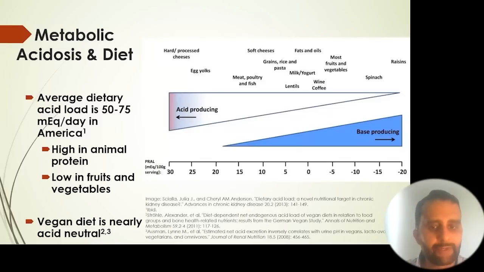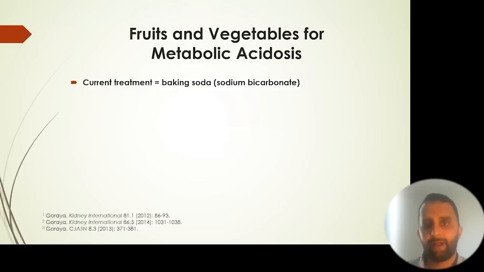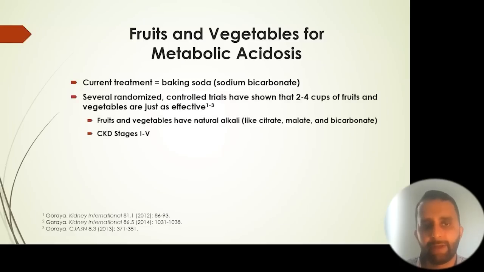A vegan diet is nearly acid neutral, which is important to note because you can actually treat an accumulation of acid, known as metabolic acidosis, with fruits and vegetables. The current gold standard for treating this condition in patients with kidney disease is baking soda, also known as sodium bicarbonate. Several randomized controlled trials have shown that 2 to 4 cups of fruits and vegetables are just as effective as baking soda. This is one of the few areas where we have a robust number of randomized controlled trials showing a consistent benefit with using fruits and vegetables for the treatment of this condition.